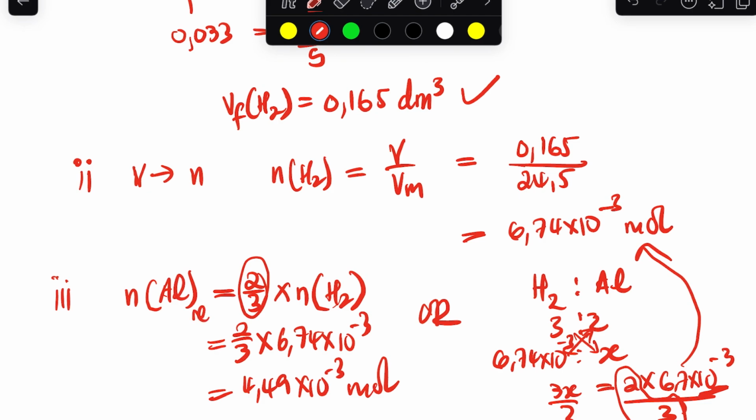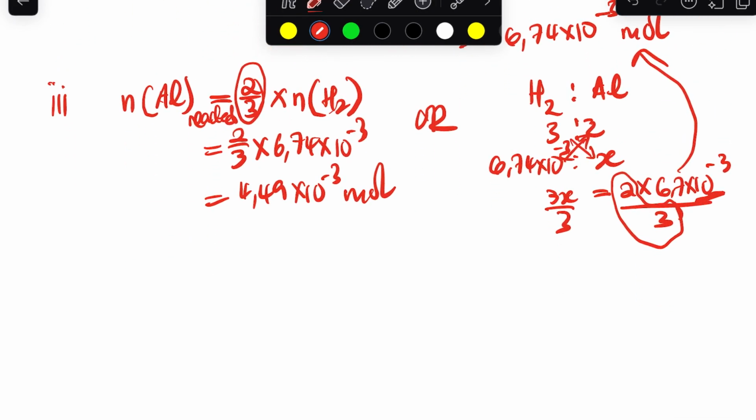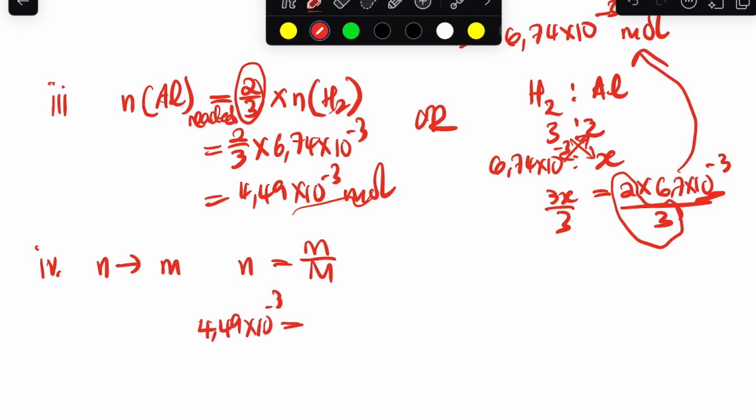Remember, this is an amount reacted, right? It's an amount of aluminium reacted. This is an amount that is formed, right? So the next step now, we know the amount that reacted, so we wanted the amount that remained. So we're going to change this number of moles into mass. Number of moles is equal to mass over molar mass. So we take that number of moles, 4.49 times 10 to the power -3, and the molar mass now.